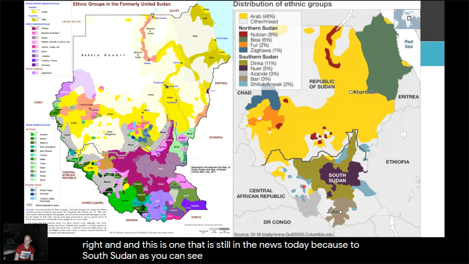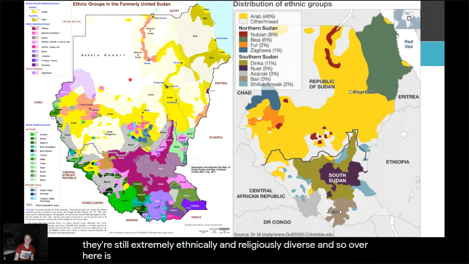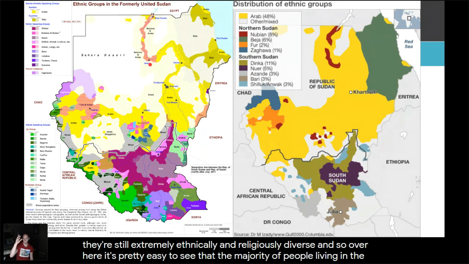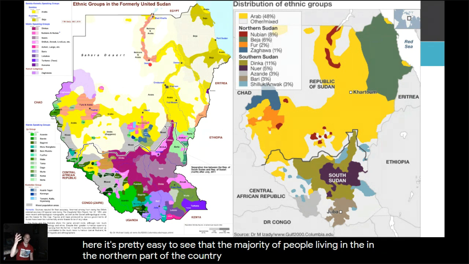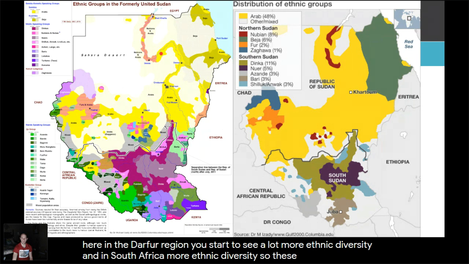All right, and this is one that is still in the news today because South Sudan, as you can see here, is the newest country on earth, but they're still extremely ethnically and religiously diverse. And so over here, it's pretty easy to see that the majority of people living in the northern part of the country are Arabic Muslims. Over here in the Darfur region, you start to see a lot more ethnic diversity, and in South Sudan, more ethnic diversity. So these guys are all Arabic Muslims.